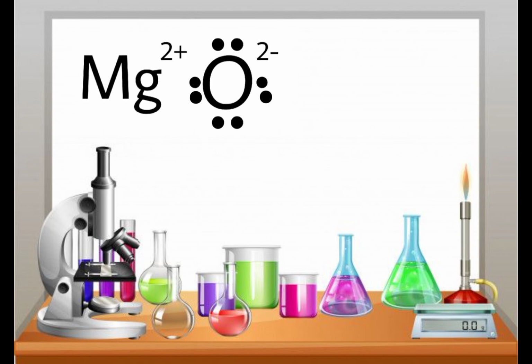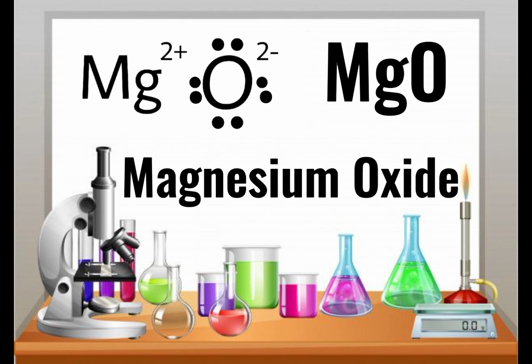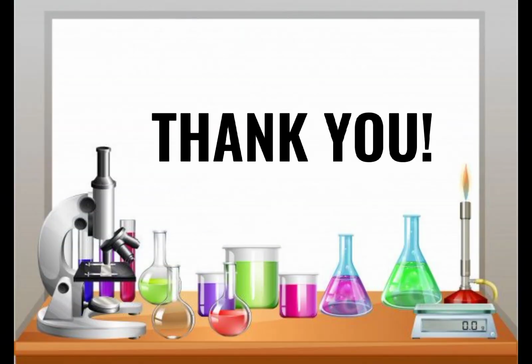So, it is magnesium and oxygen now. The electrons of magnesium were given to oxygen. Then it will be written as Mg2 positive because it gives 2 electrons, and oxygen will be written as O2 negative because oxygen received 2 electrons, and it will become magnesium oxide.